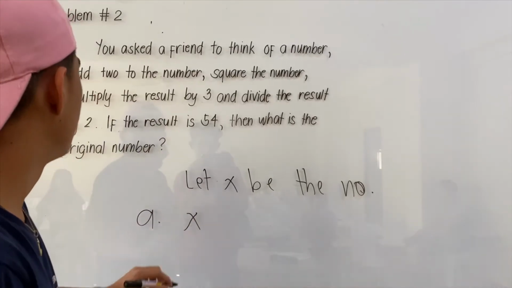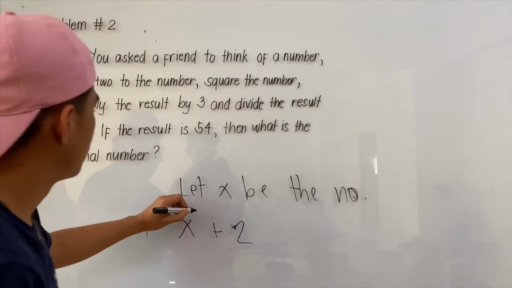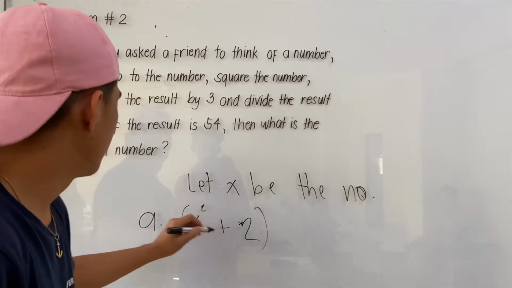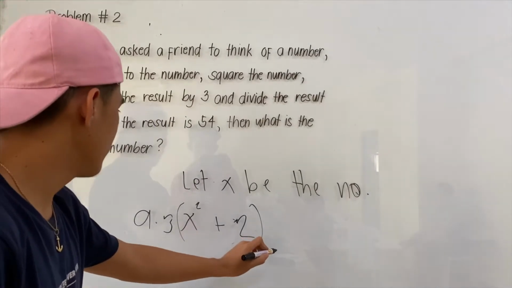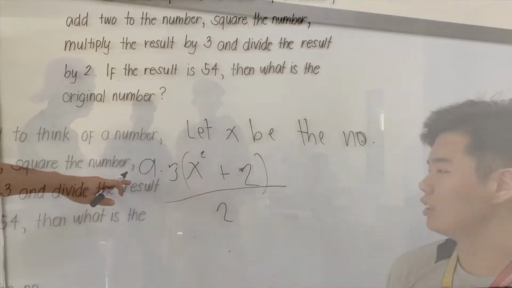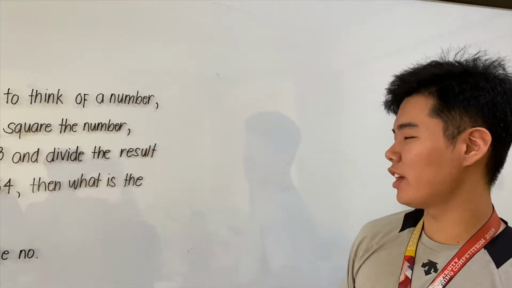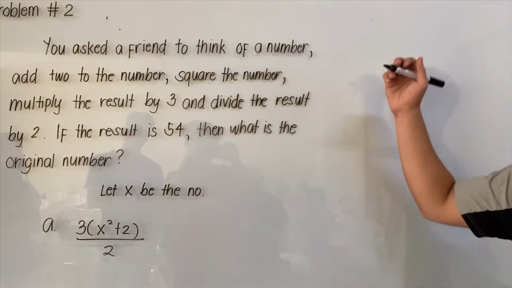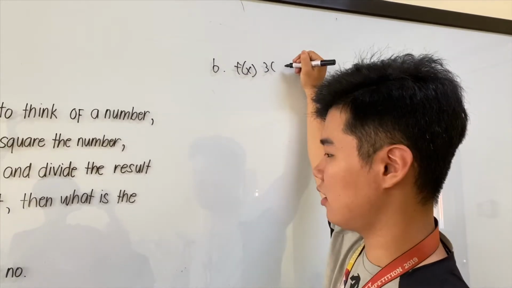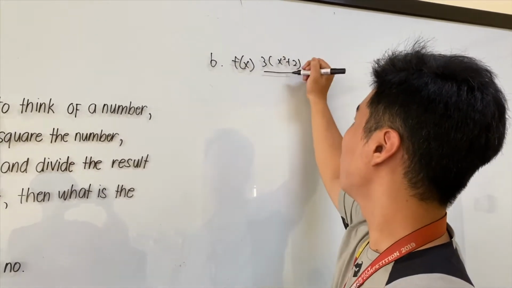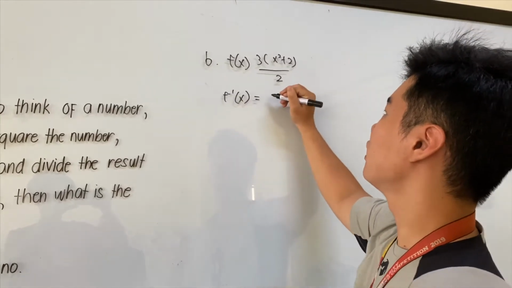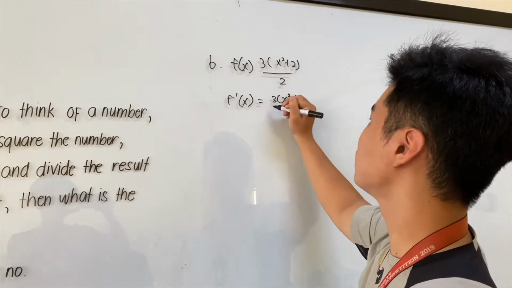Add the number by 2. Square the number. Multiply the result by 3. And divide the result by 2. So we will use this equation. So we'll get the inverse equation so that we can look for the original number. So the equation given is x plus 2 squared times 3 over 2. So let's look for the inverse of this equation.